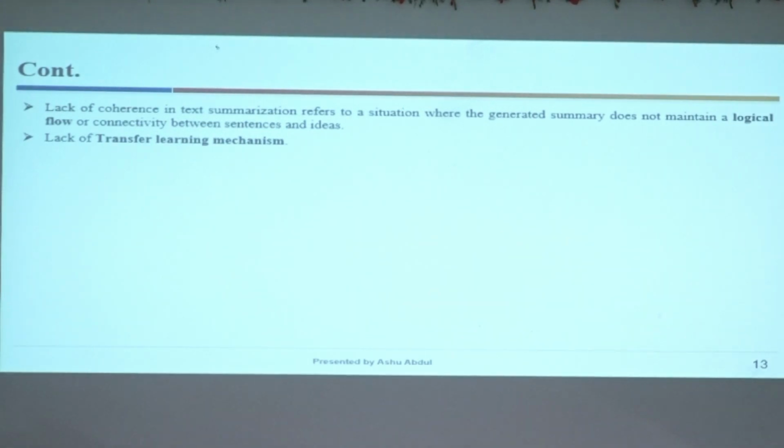limitations. Apart from these four limitations, the existing architectures don't have a transfer learning mechanism. What is transfer learning? Transfer learning is nothing but you have an old model, and from the old model you transfer the knowledge to a new model for the new data. That mechanism was not there in the previous BERT models. So this is one of the limitations.